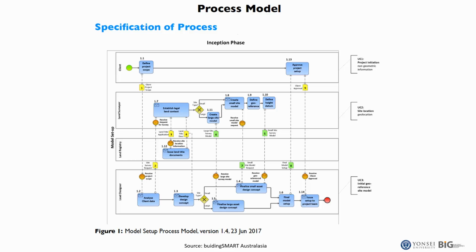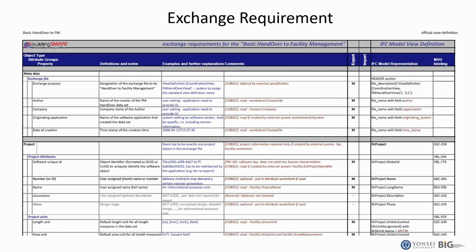This is what a PM looks like. ISO 29481 Part 1 recommends the Business Process Modeling Notation, BPMN, as the process map modeling method. Here's an example of a process map specified using BPMN. This is what an ER looks like.